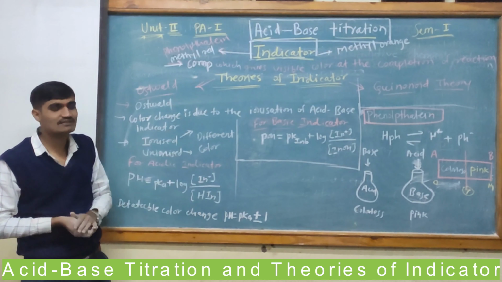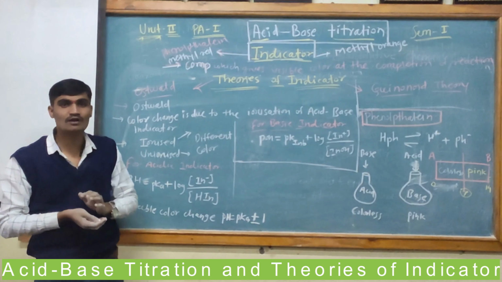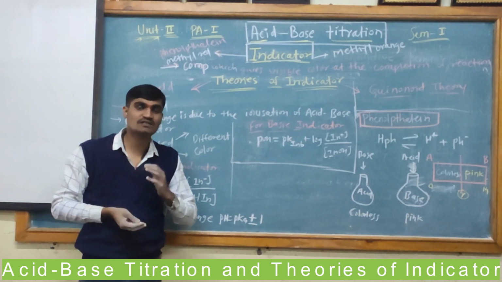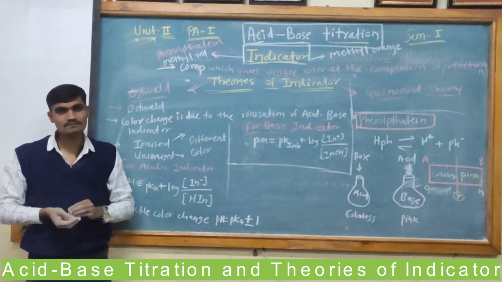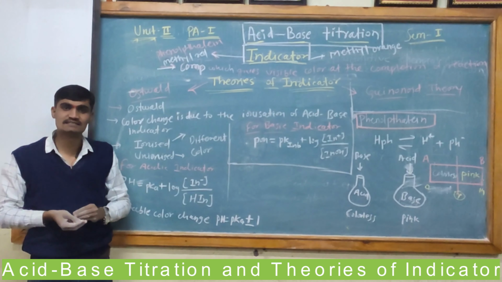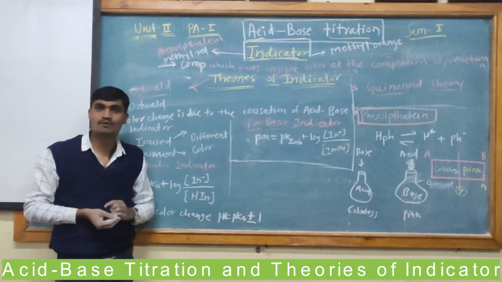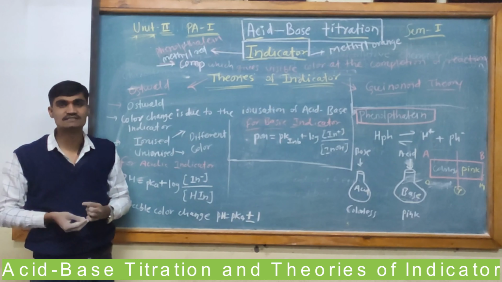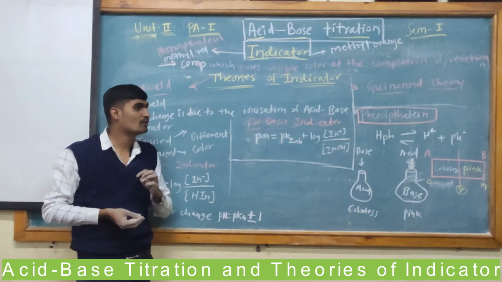So what are the good characteristics of indicators? We cannot use every material as an indicator. So which compound can we use as an indicator? Some compounds have ideal characteristics. Whatever color change is given by the compound, it must be sharp and quick, because after completion of the reaction it must give the color change sharply and quickly.